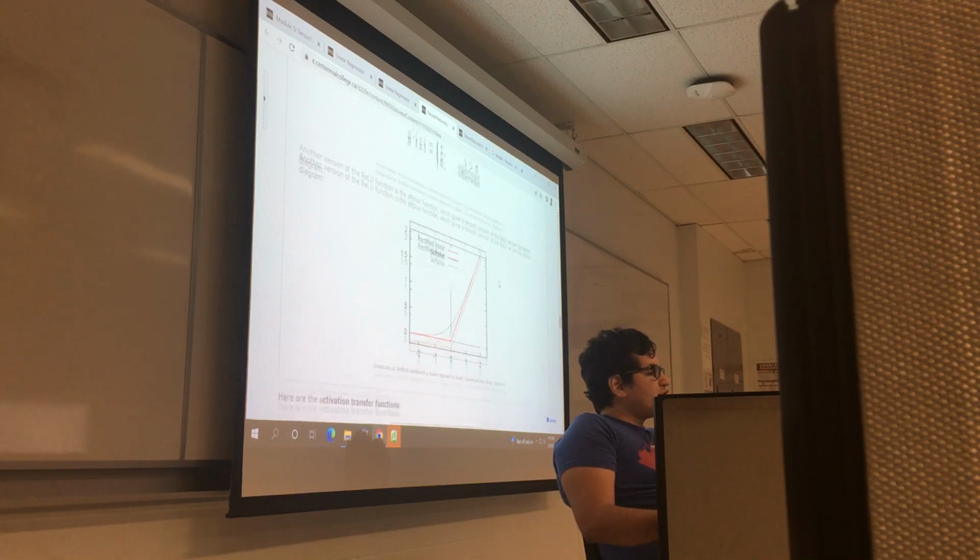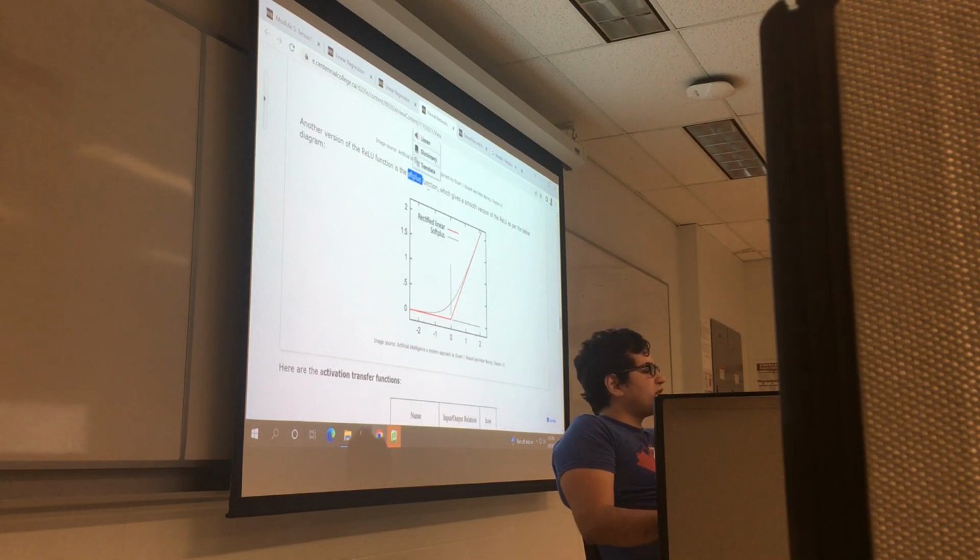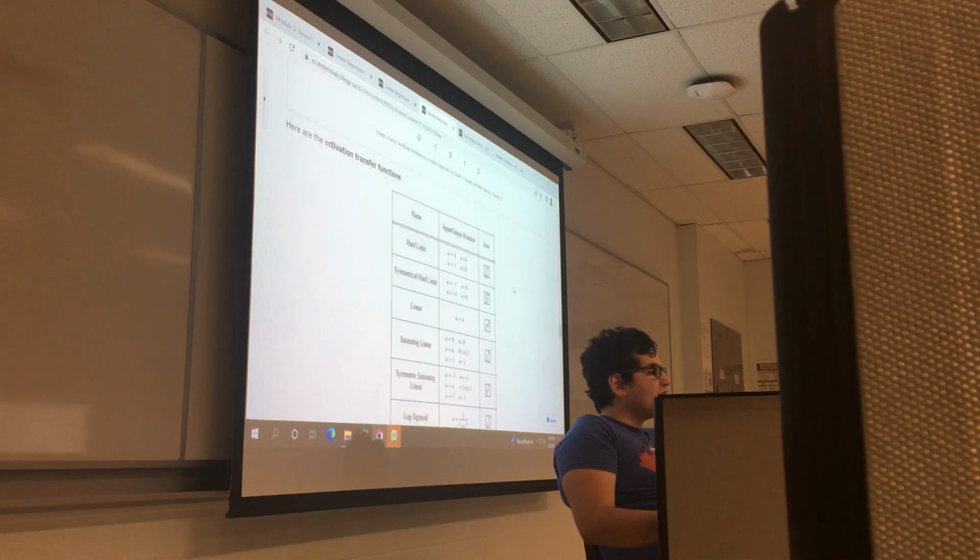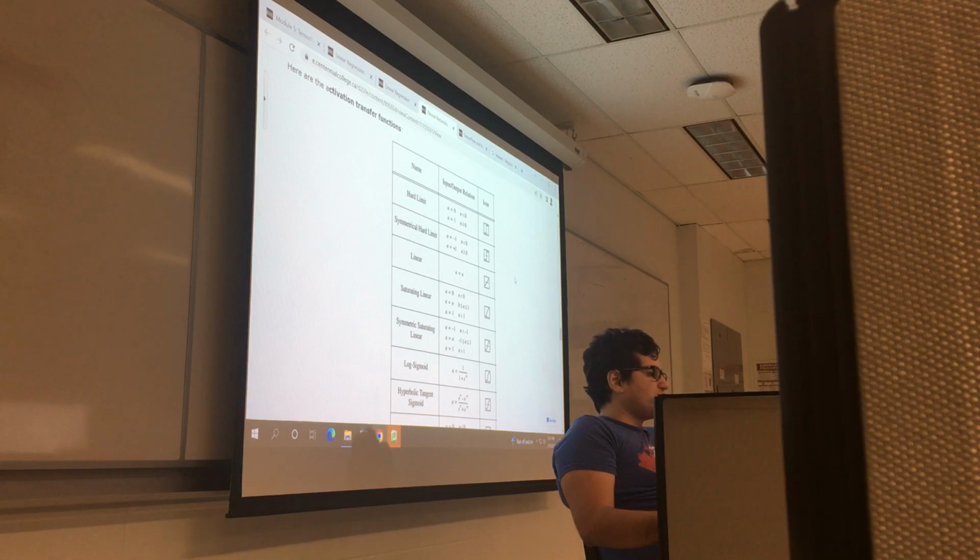There are variations of that. There is the soft plus function. It has kind of the same shape, but it's a little bit smoother here. There are other types of functions as well, and all of those have different shapes. As you can see, you can go hard limit like the beginning.